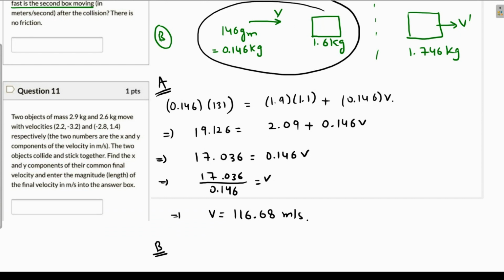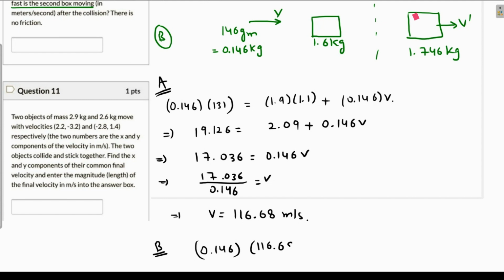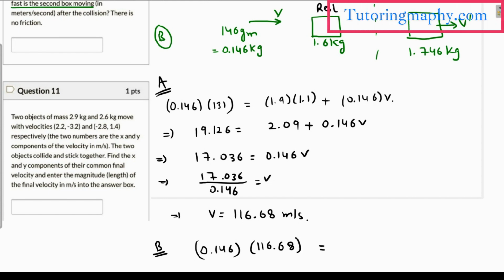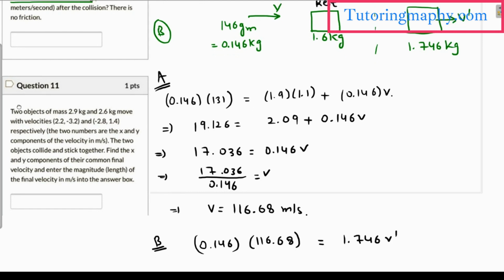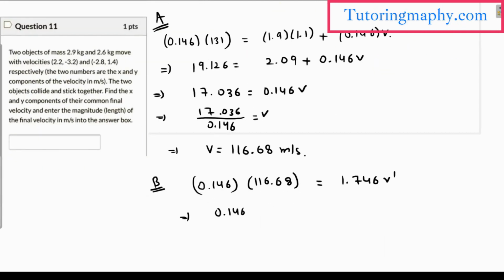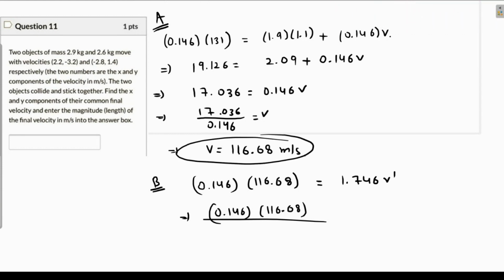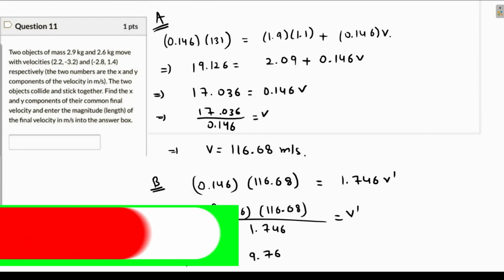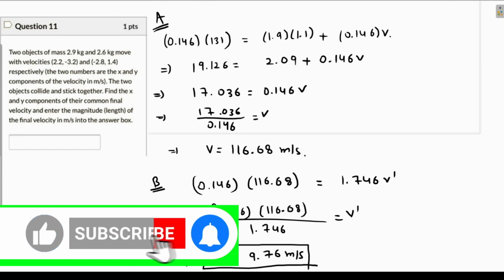What is the initial momentum in this case? That's 0.146 times v, which is 116.68, which we just found, and the second block is of course at rest. The final momentum is only because of the combined unit, so 1.746 times v dash. So v dash is 0.146 times 116.68, which is the velocity of the bullet after passing through the first block, over 1.746. This value comes out as 9.76 meters per second up to 2 decimal places.